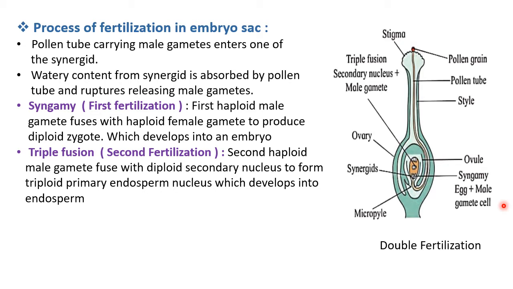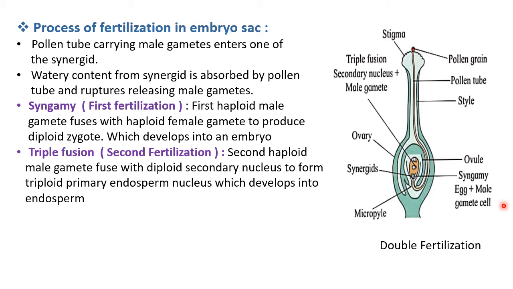The entry of pollen tube through the micropyle is called as porogamy. The entry of pollen tube through the chalaza is called as chalazogamy. And the entry of the pollen tube by piercing the integument is called as mesogamy. So, in angiosperm, the male gametes are released inside the embryo sac.